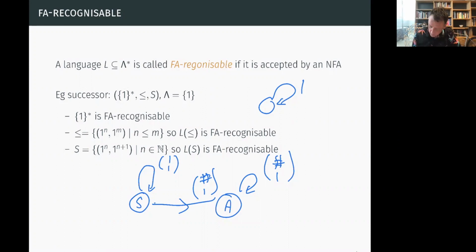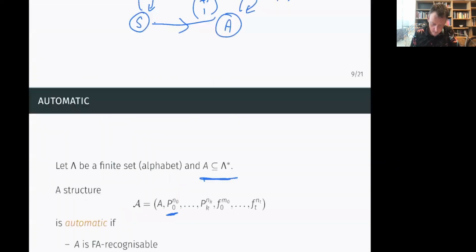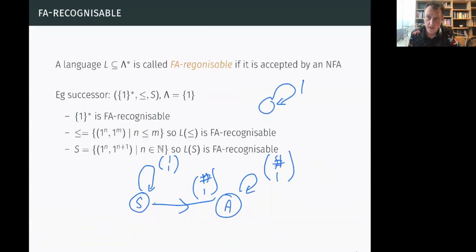So I'm using notation from other people's papers. So finally, and this may not be the definition of automatic group that you have seen before, a structure is called automatic if A is given to you over an alphabet to begin with, A is FA recognizable, the language of these relations is FA recognizable, and the language of the functions is FA recognizable. So everybody involved is regular. Okay, so successor is an example of an automatic structure in logic.